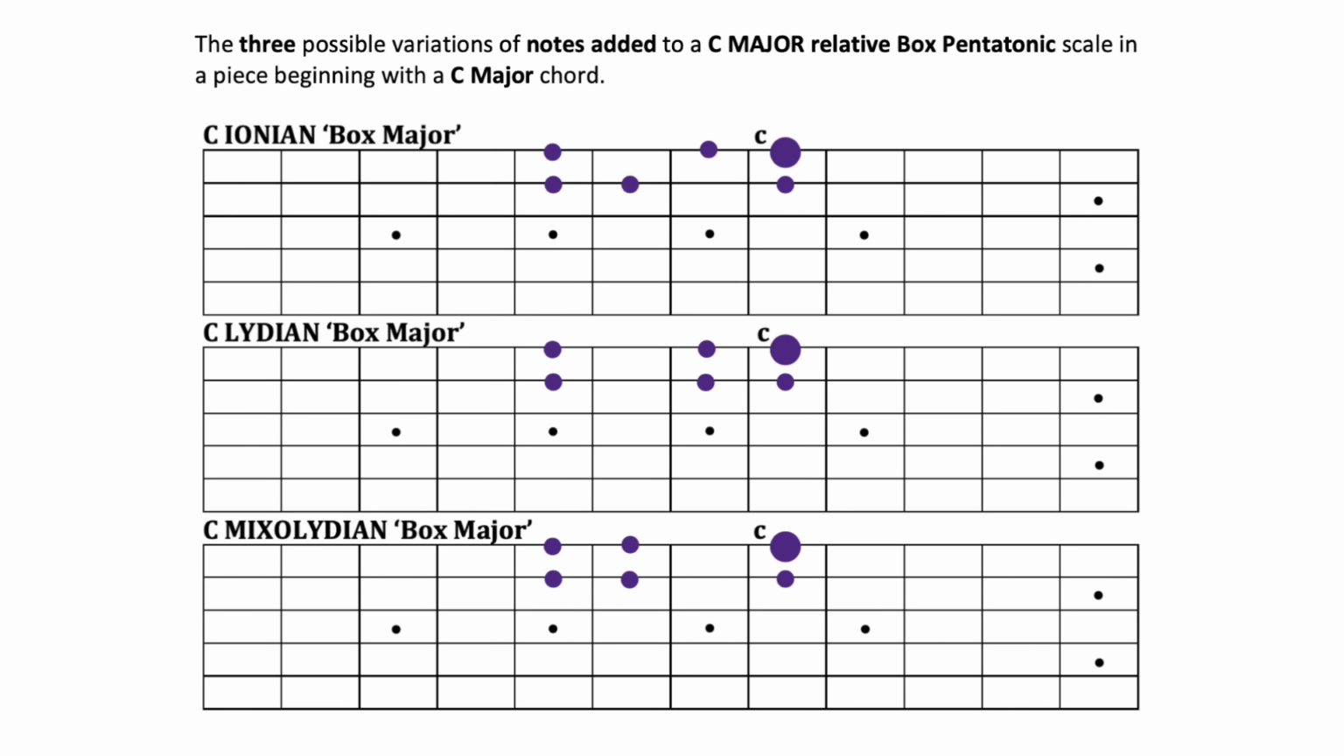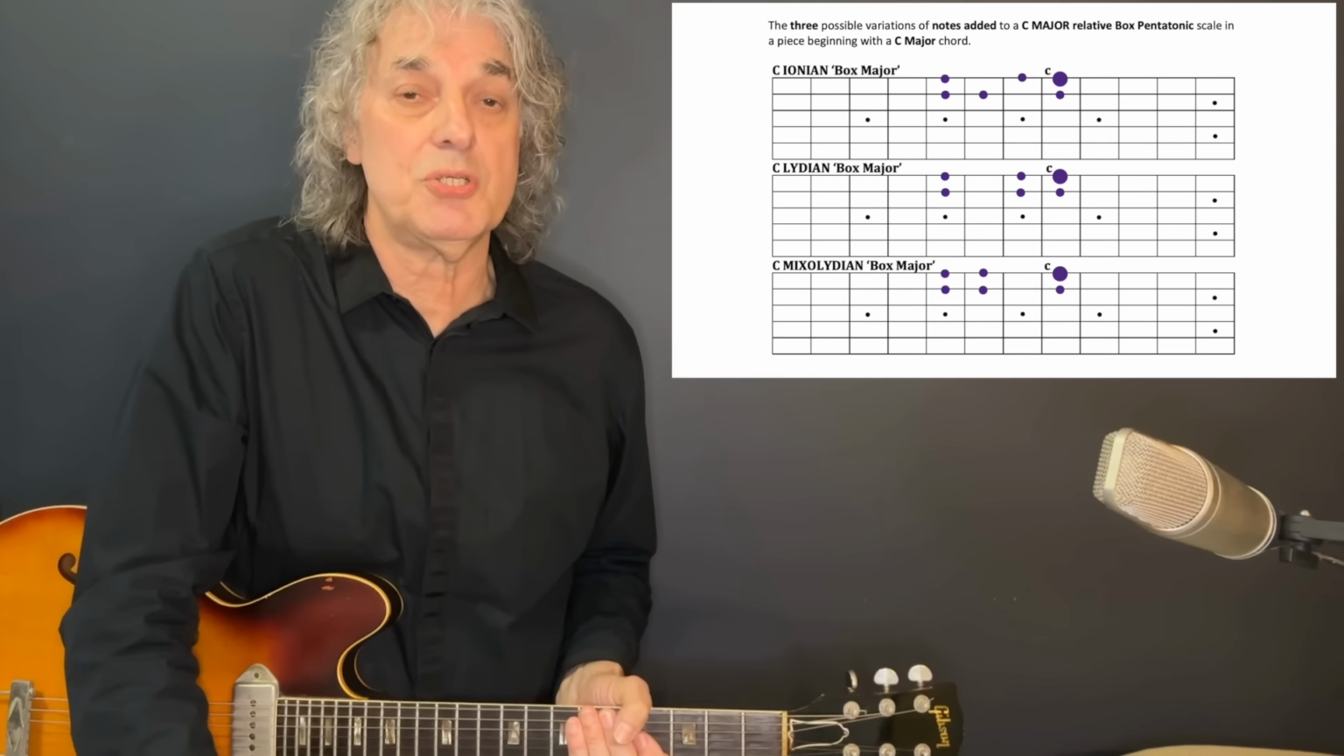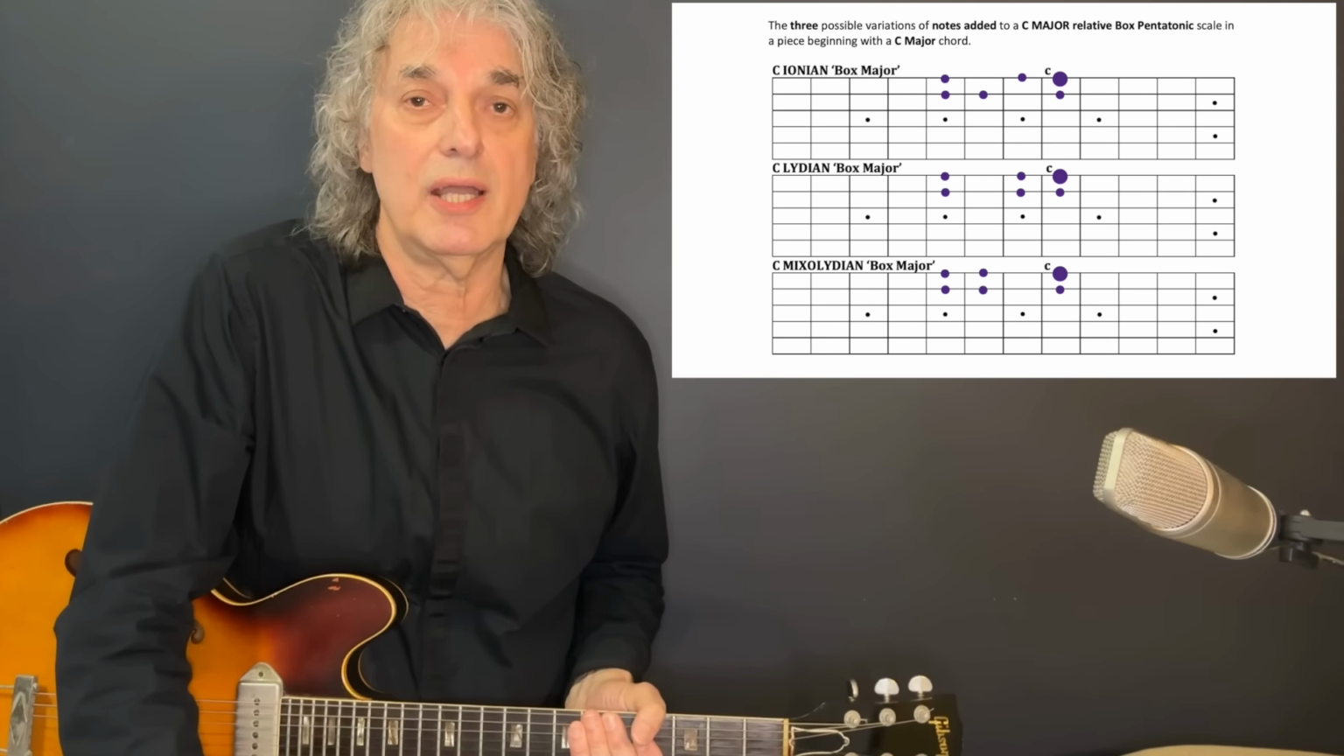The three possible variations of notes added to a C major relative box pentatonic scale in a piece beginning with a C major chord. Exceptions for special major chords are shown later.